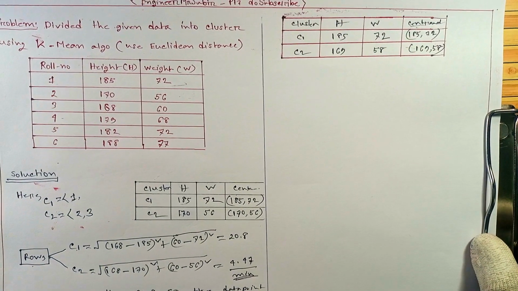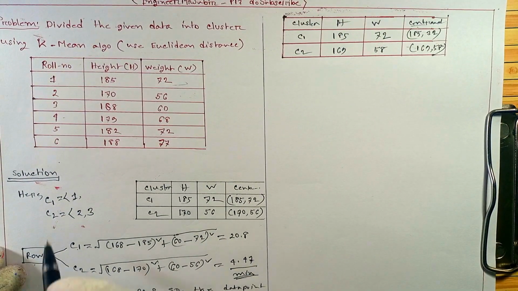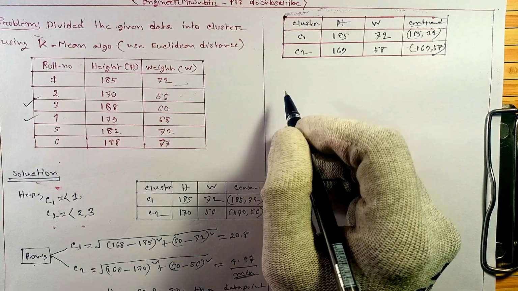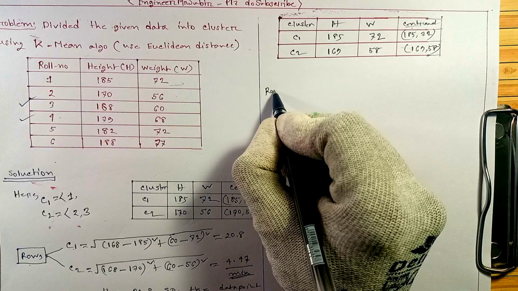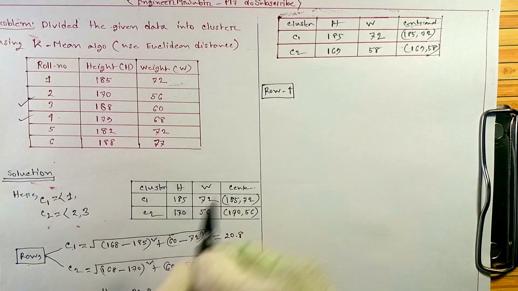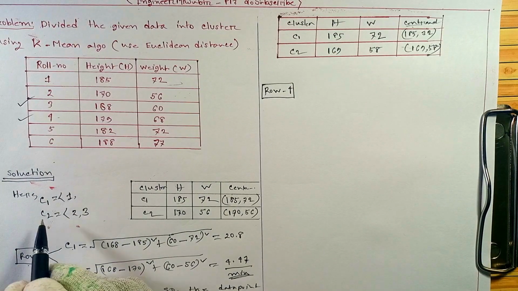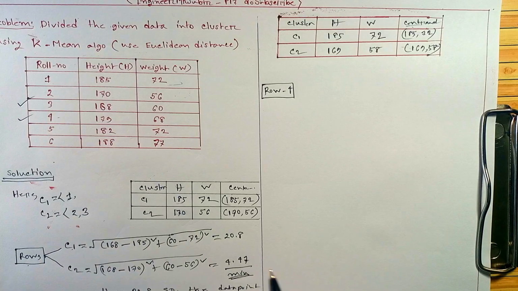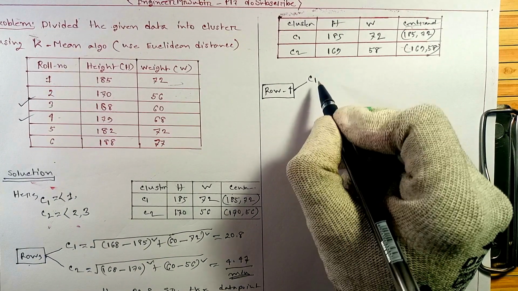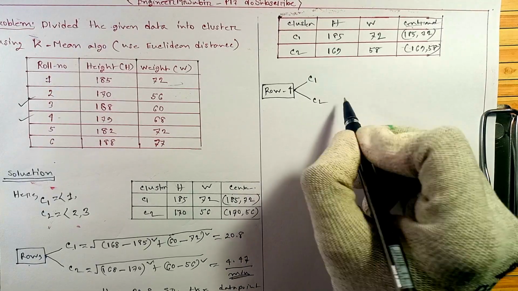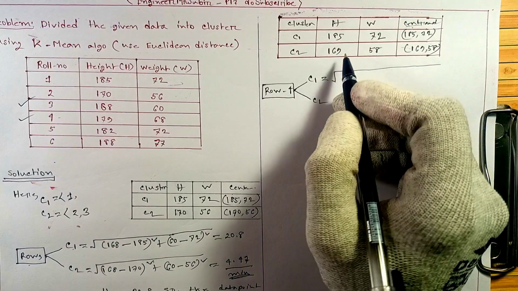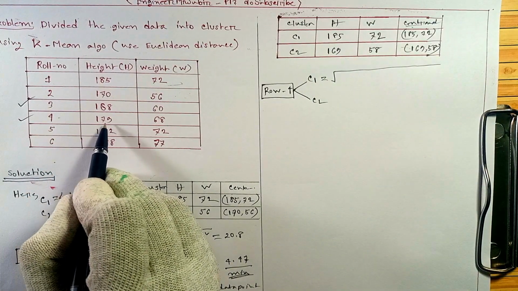Now we already checked row 3. Row 3 is done. Now we have to check row 4. So I'm writing here row 4. Row 4 can be stored in C1 or C2. Let's check. Again we have to find the distance between row 4 and C1. So row 4's value is 179.